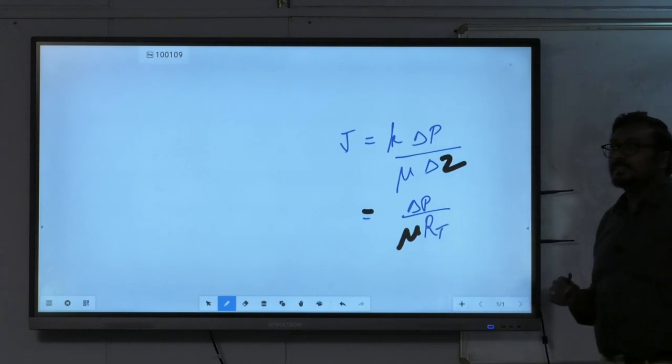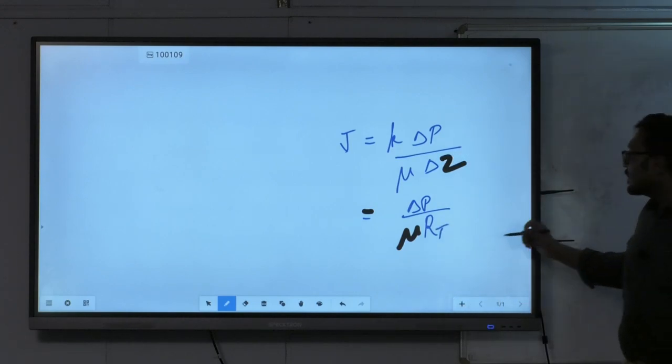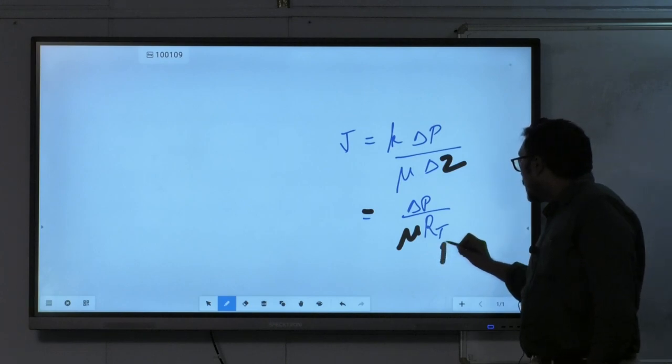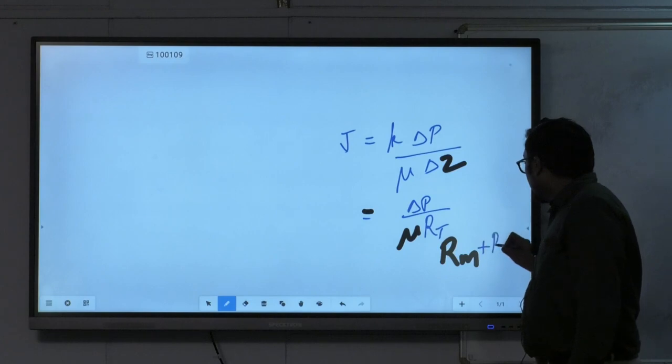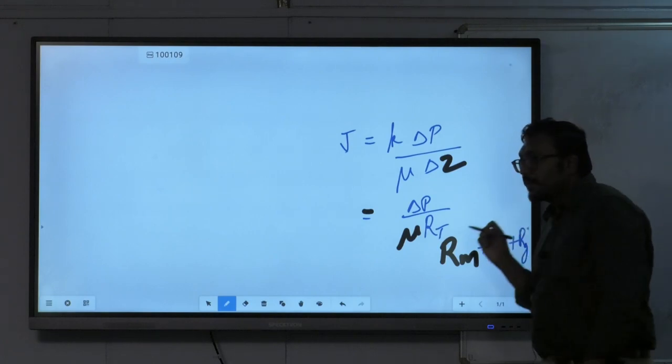So the total resistance is the sum of all your resistances. You can have resistance of the membrane, resistance of the cake layer, and even maybe resistance due to the gel formation, right?